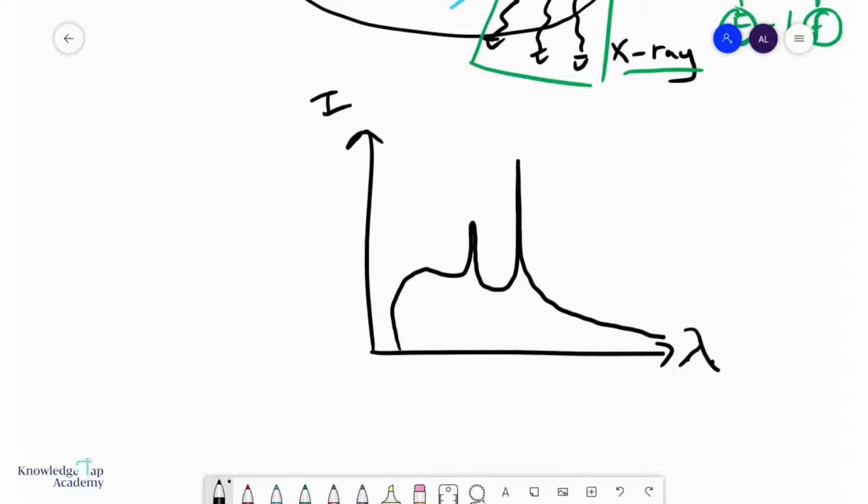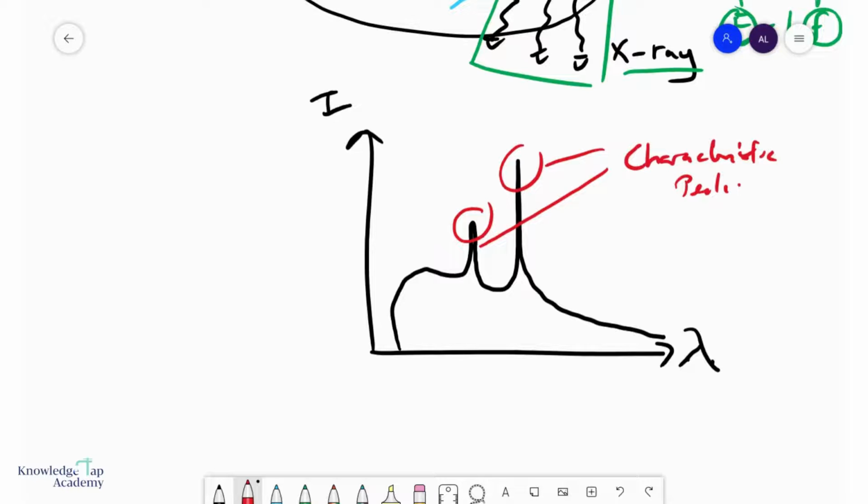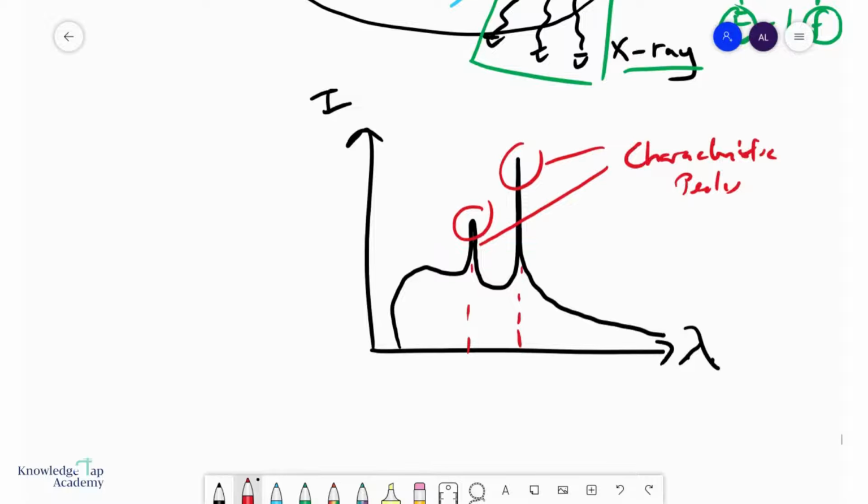Okay, we will talk a little bit more about this spectrum in detail, but basically the key components of this spectrum is, number one, these two things, which are called the characteristic peaks. And it is from these peaks, looking at where they lie on the wavelength scale, that you will be able to identify the nature of the metal.